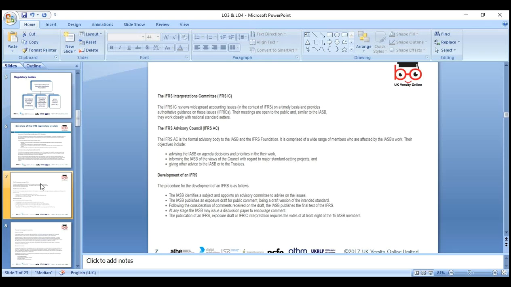The International Financial Reporting Interpretation Committee will interpret, and then of course, there are various members: 15 members of the International Accounting Standards Board.